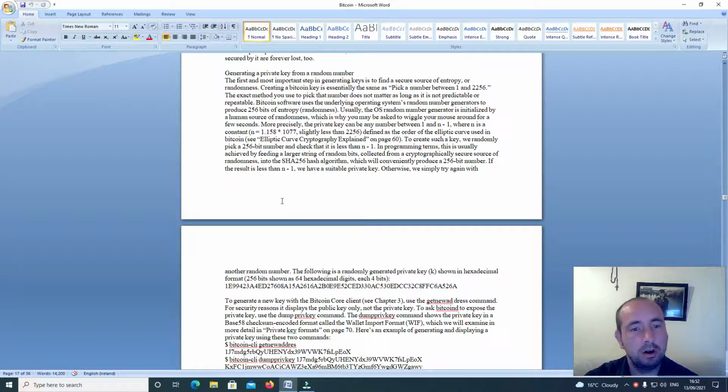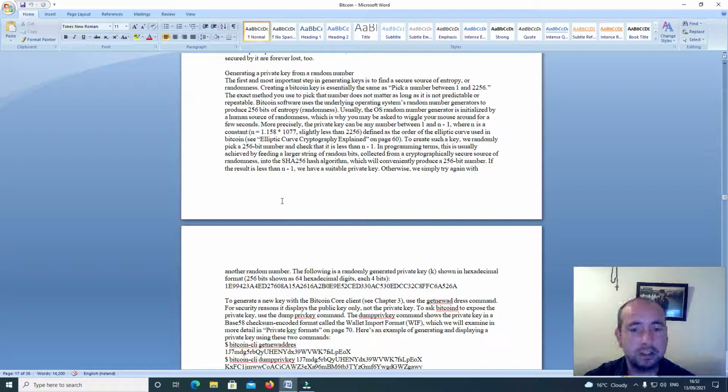or repeatable. Bitcoin software uses the underlying operating system's random number generator to produce 256 bits of entropy, or randomness. Usually the OS random number generator is supplemented by a human source of randomness, which is why you may be asked to wiggle your mouse around for a few seconds.